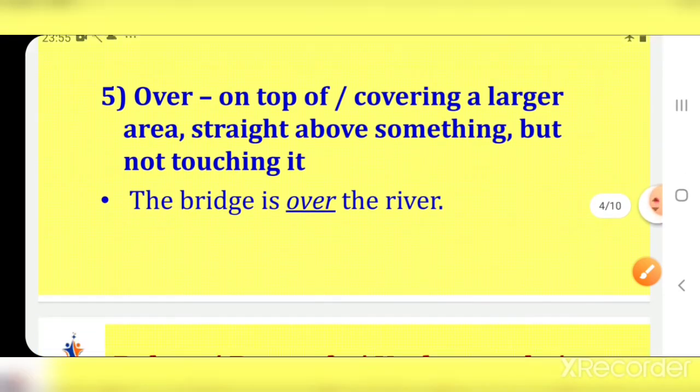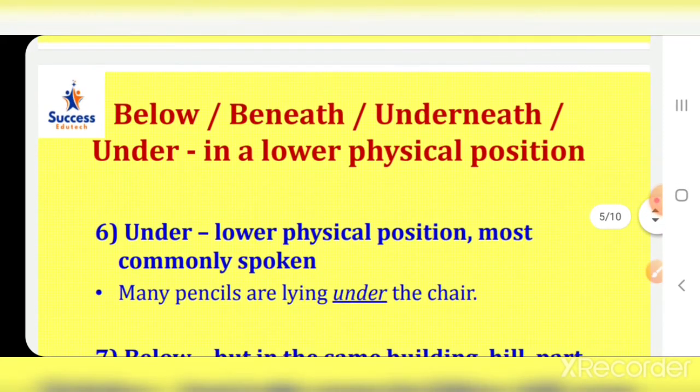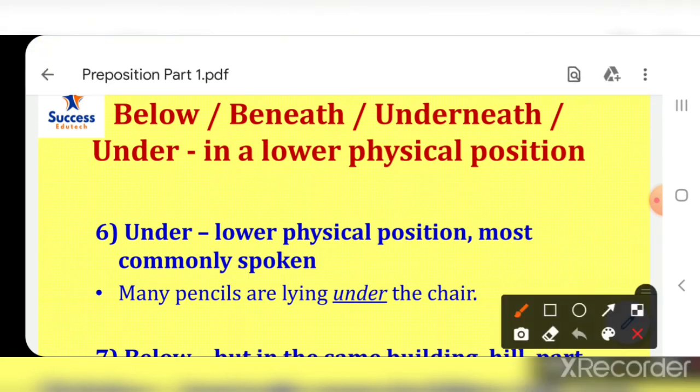Now, next one. Now, let's see another set of prepositions which have similar meanings. That is below, beneath, underneath, under.